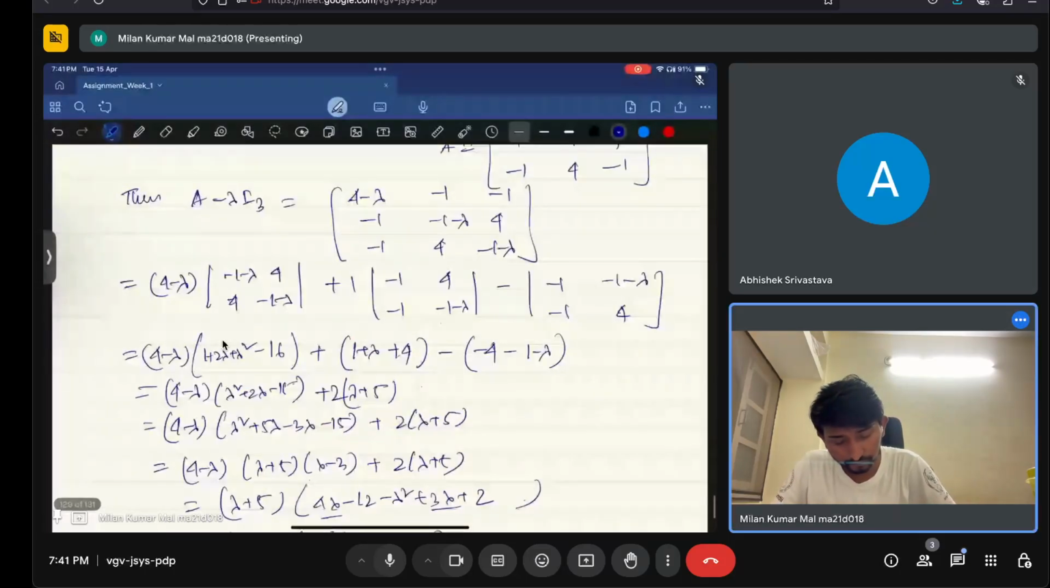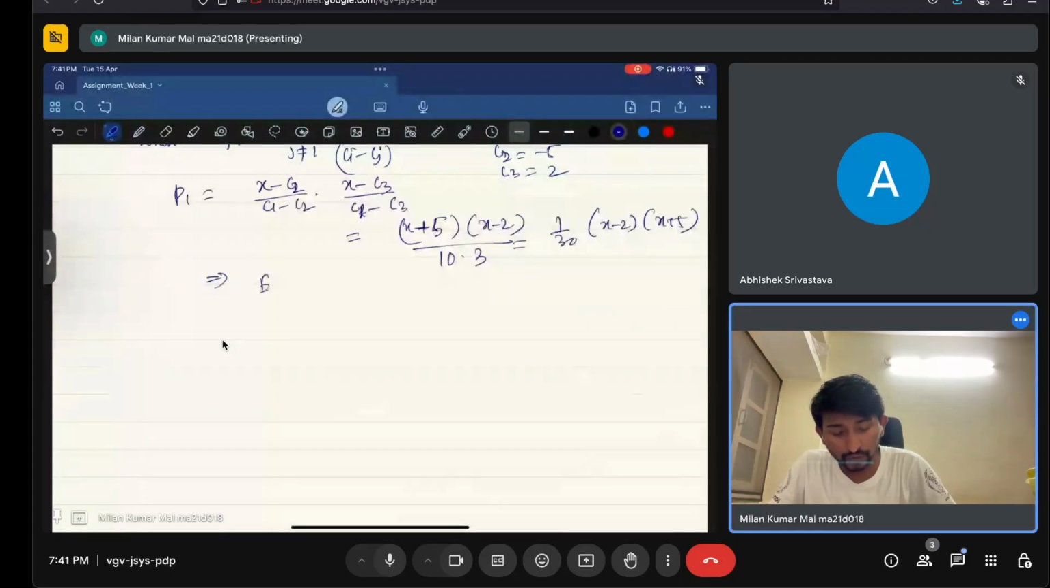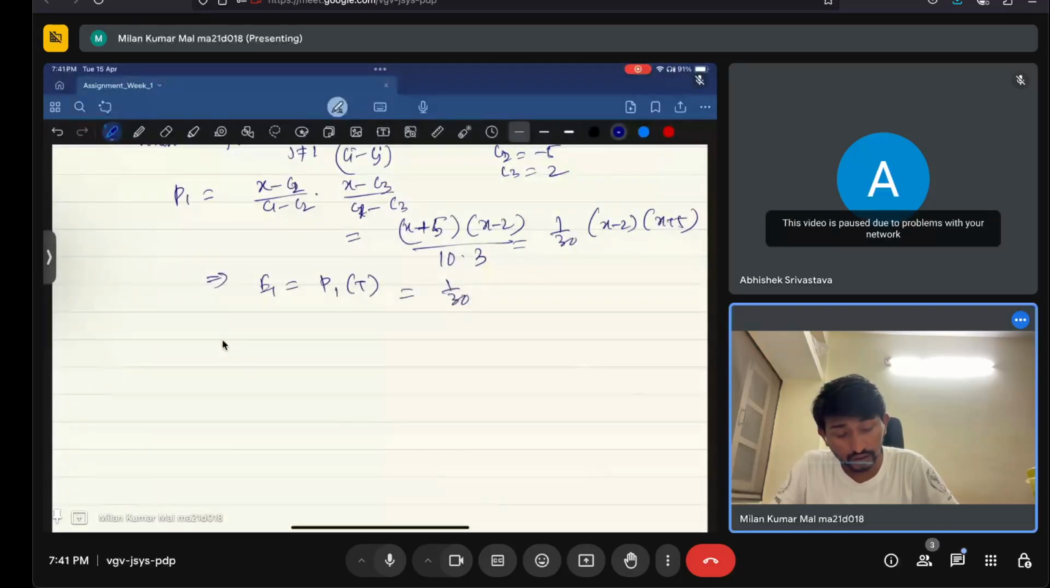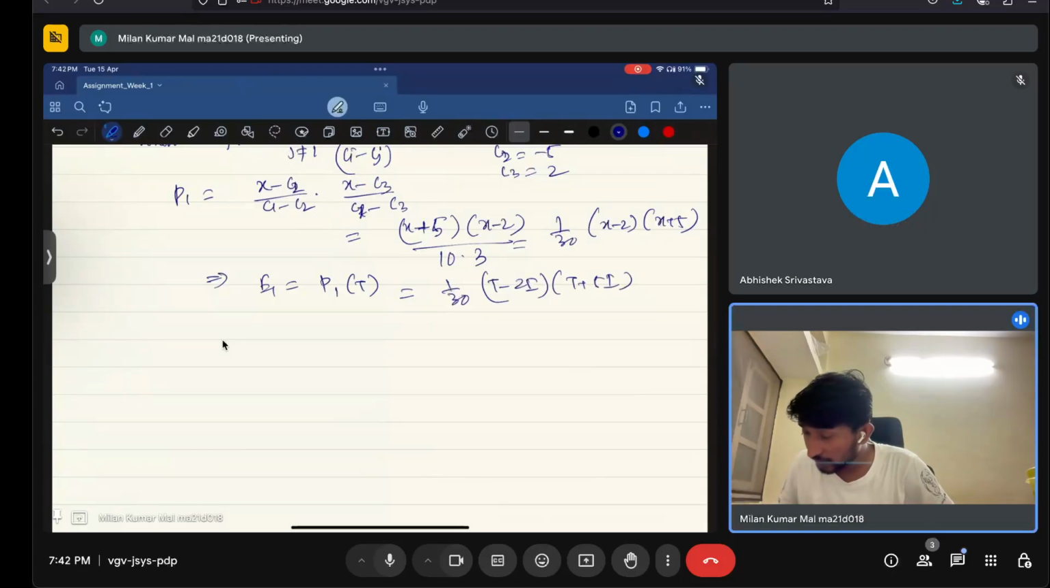Therefore, E1 equals P1 of T, that equals 1 by 30 of T minus 2 times identity into T plus 5 times identity. This is the thing, right?